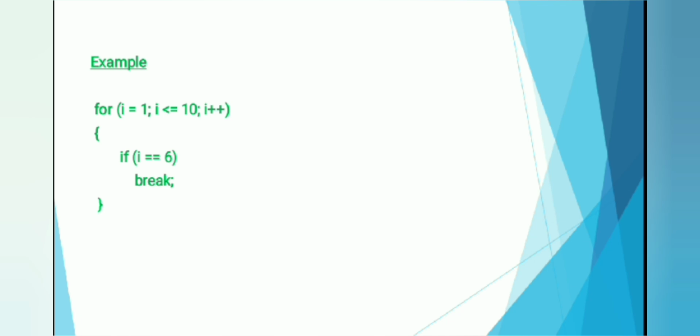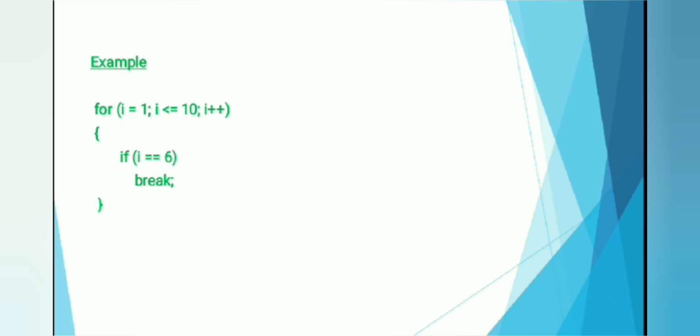Let's see how it will work. Let's trace the value. See, first for i equal to 1, i carries 1. Now it is going to check the condition. What does i carry? 1. 1 less than or equal to 10. Condition true or false? Condition is true. Automatically control moves into the for loop.